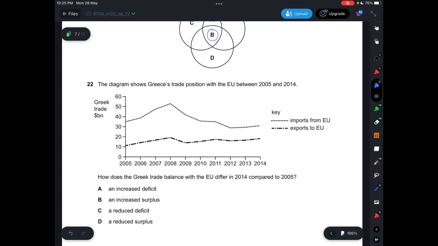decrease in the deficit. So A, B, it says increased deficit and increased surplus, which is not correct. So the answer is C, a reduced deficit, because the difference between the imports and exports is getting lower. So it has to be a reduced deficit.